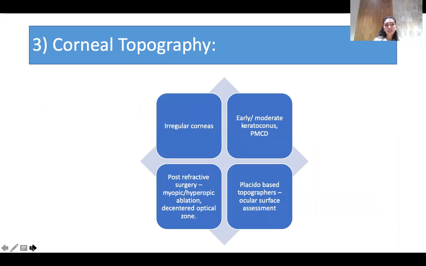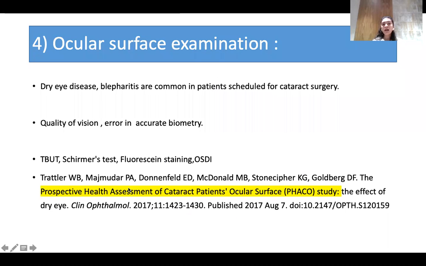Next slide, please. So in today's era of refractive cataract surgery, the array of ocular investigations has to be increased further. Moving on to the next very important investigation, which is the corneal topography. Why is corneal topography important? Because number one, it is going to help us identify any irregular corneas, irregular astigmatism, and early cases of corneal ectasia.